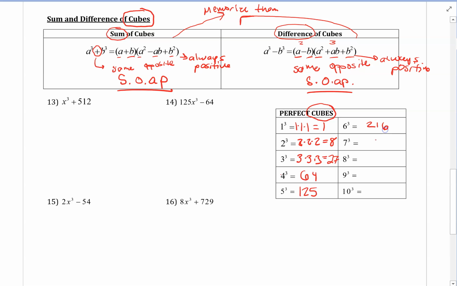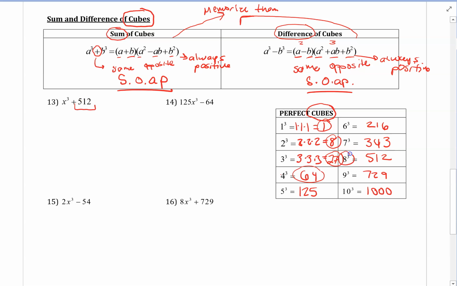7 cubed, 343. 8 cubed, 512. 9 cubed, 729. And then 10 cubed is a 1 with 3 zeros. The cube tells you how many zeros you'll have after the 1. So it's 1,000. So getting to know these numbers as perfect cubes, 64 of course is also a perfect square of 8 and 8. But it's also a cube of 4, 4, and 4. So that's a really special number. And then these other ones here. So when you begin to see stuff like 512, you might go, oh, wait a minute. That's 8 cubed. But it's all about recognition.